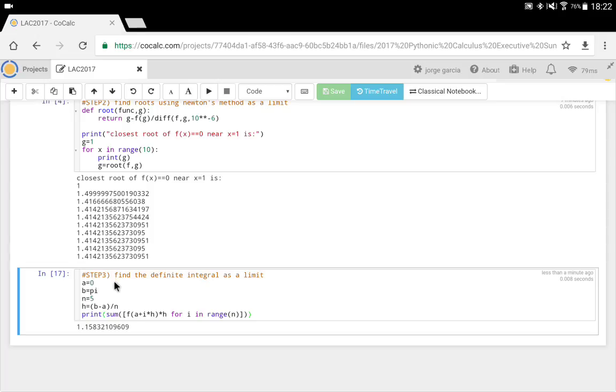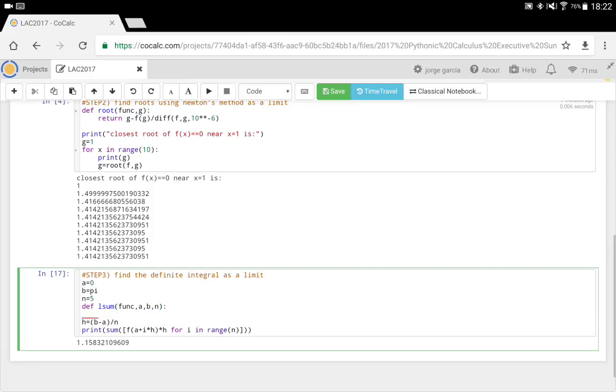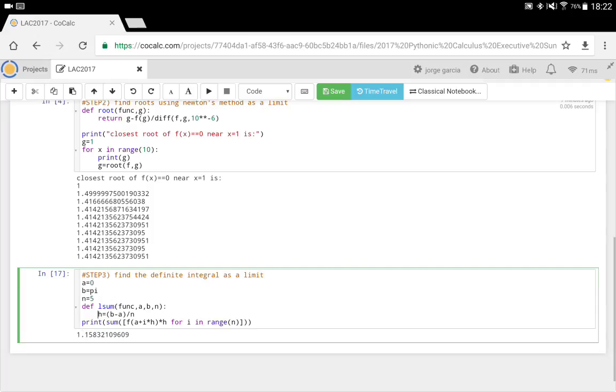I'm going to define the function LSUM. LSUM is going to let you define the function you're integrating, and then the limits of integration a and b, and then the number of rectangles you want, right? In there you're going to have to define h because it's changing, and you're going to do the print thing.